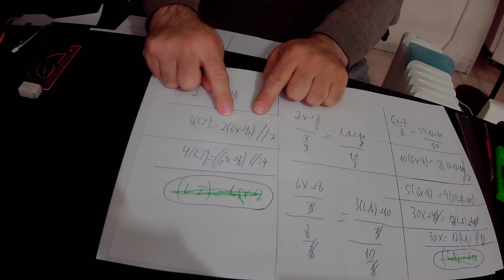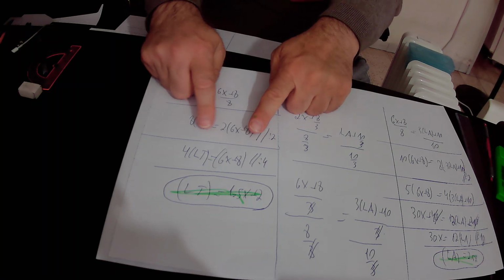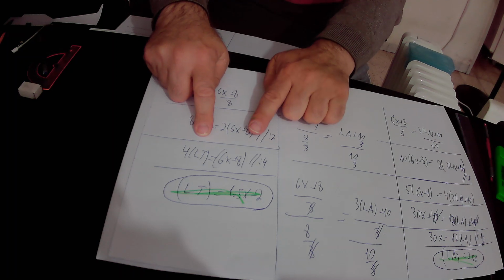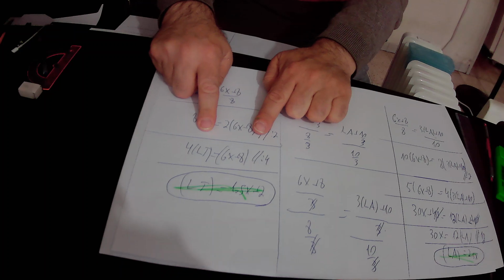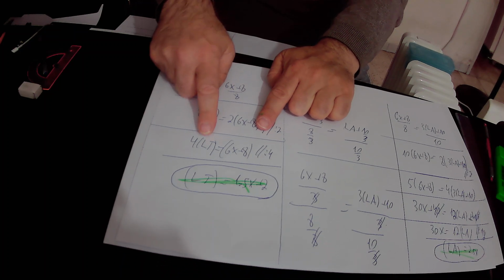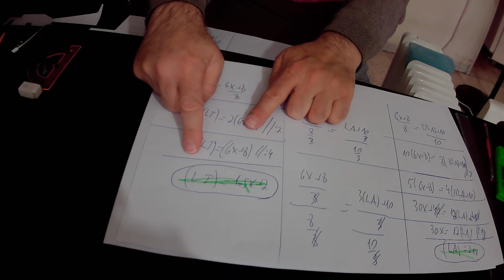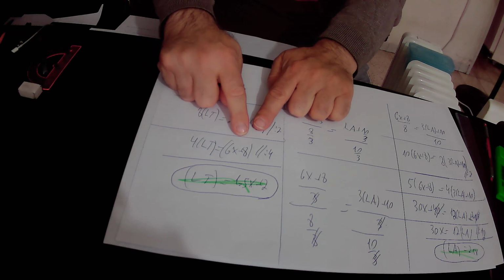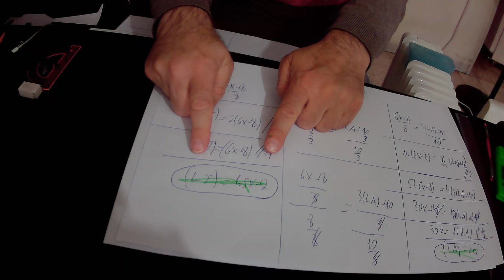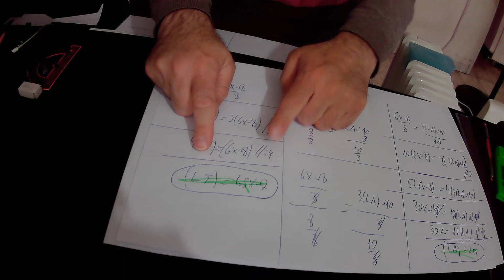So in total, this side of the equation we have 6x plus 8. So 4 times LT equals 6x plus 8. Here we divided this equation by 4 and finally found out that LT equals 6x over 4, which is 1.5x, plus 8 over 4. 8 over 4 is 2. So in total we found out that LT equals 1.5x plus 2.